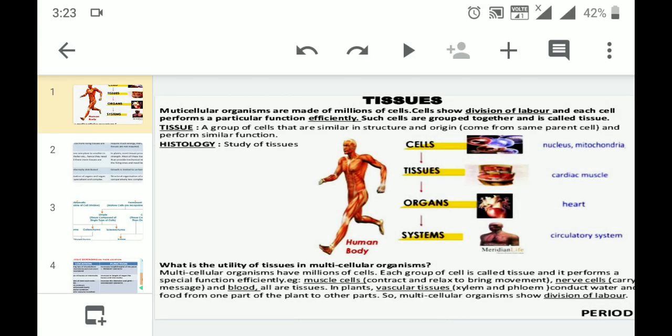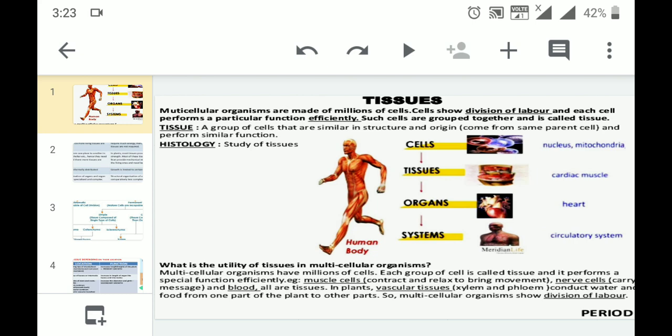So now we are going to learn tissues. Multicellular organisms are made up of millions of cells. Cells show division of labor and each cell performs a particular function very efficiently. Such cells are grouped together and it is called a tissue.